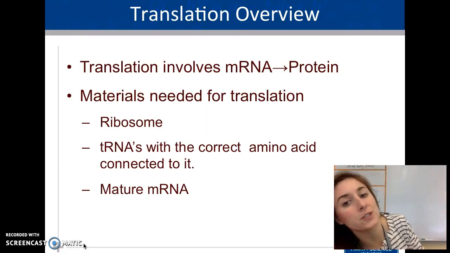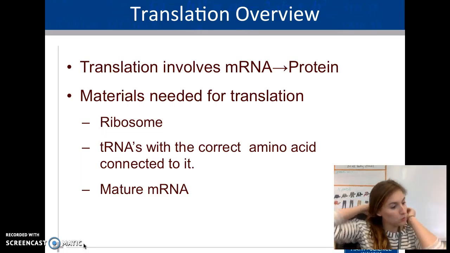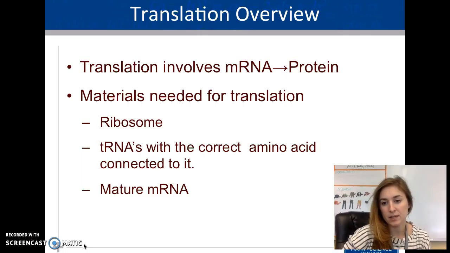So translation involves taking your mRNA and turning it into a protein. You just watched a video on how we make mRNA, which was the transcription, taking it from DNA to an RNA. The things that we need are ribosomes, which are going to physically do the reading of the codon, tRNAs with the correct amino acid sequence, and mature mRNA.